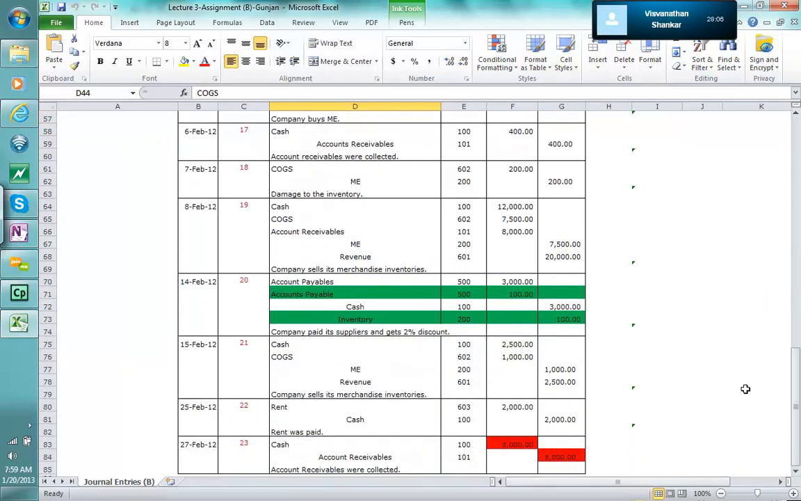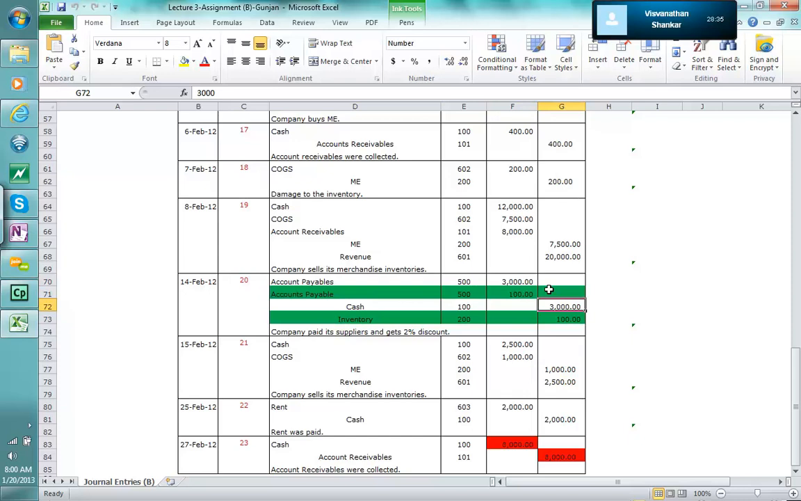Yeah, let me discuss this transaction. The company paid its supplier and gets a 2% discount. For simplicity, as we divided our earlier transaction into two parts, here also we can divide the transaction into two parts. In the first go, since you are paying $3,000 to the supplier, your liability goes down, so that is a debit, and you are paying cash, so it is a credit.